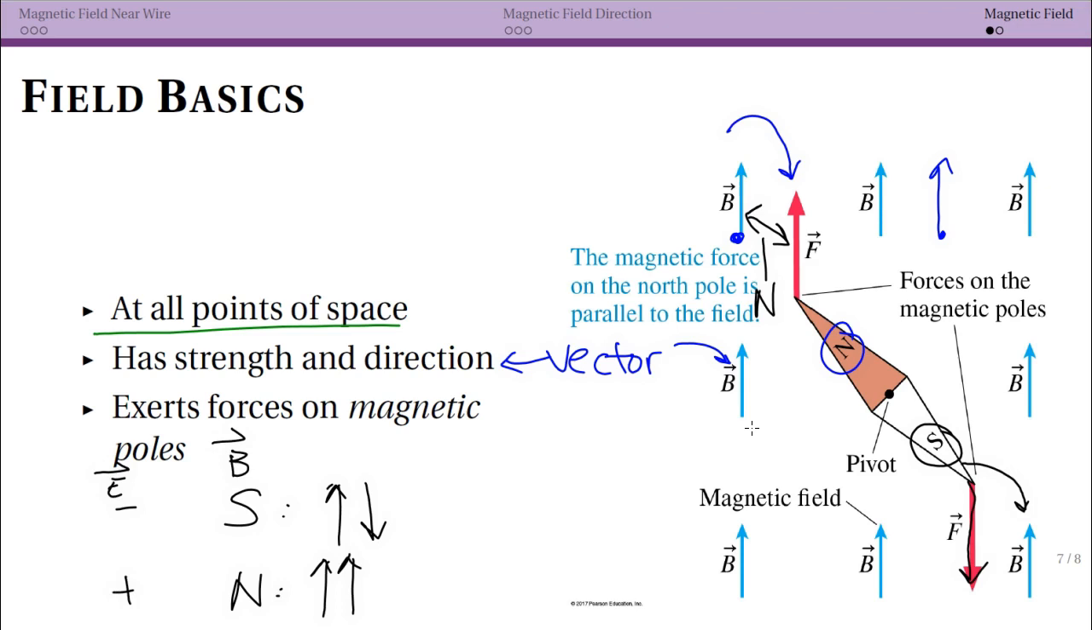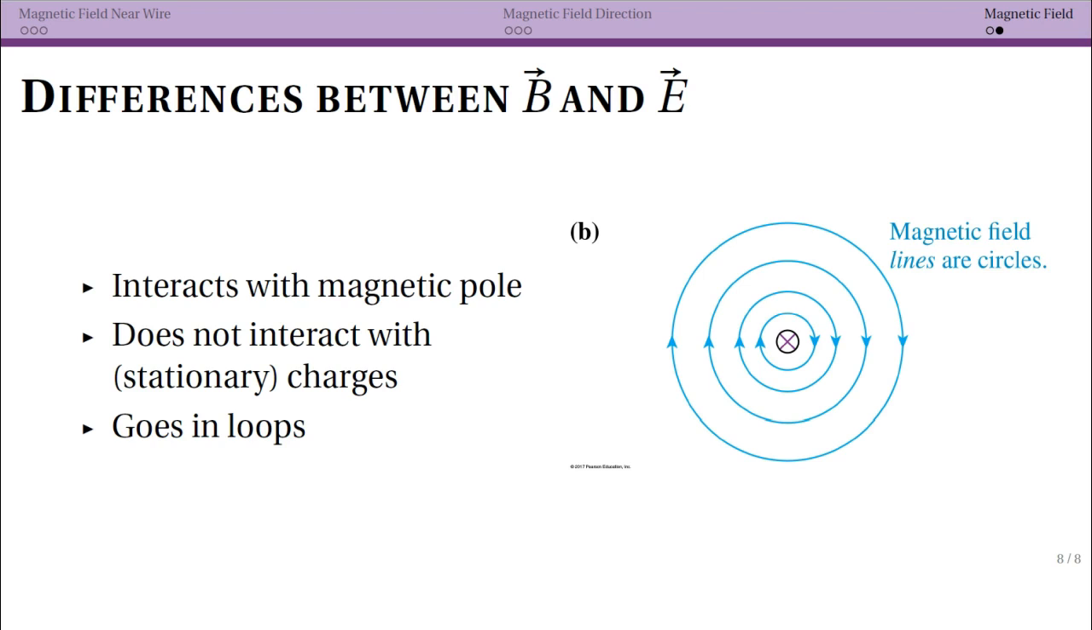So again, there are a lot of similarities between electric fields and magnetic fields, but there are some important differences too. So first, the magnetic field interacts with a magnetic pole. A magnetic field does not interact with stationary charges. So again, keep in mind that magnetic poles and charges are not the same thing, that the electric and magnetic fields are not the same thing. These are two separate ideas that have a lot of similarities, but are not interchangeable.